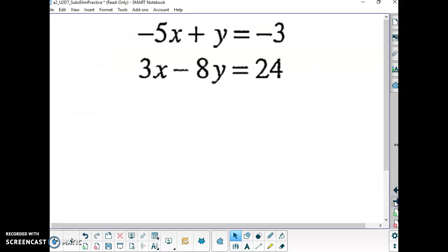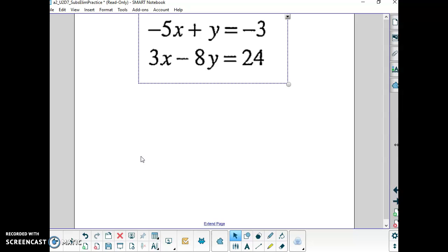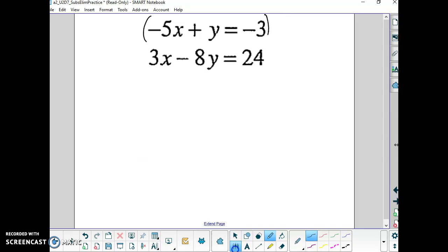All right, so this first one, we could do substitution if we wanted to. We could solve this for x, but I'm going to go ahead and do it with elimination. So I'm going to choose to handle my x's. Let me zoom this out a little bit so we have a little more room. Okay, so I'm going to do this number here, not with the negative, this number here. Multiply out both my equations.